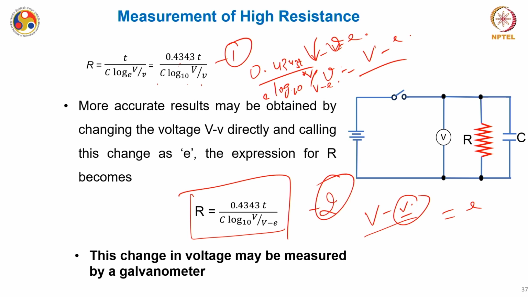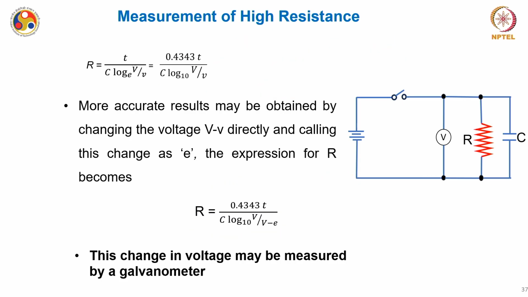And this change in voltage can be measured by the galvanometer. So this E is not very difficult to measure, and once you have this measured value for E, you can easily calculate the resistance, and therefore these loss of charge methods are very suitable for high resistance measurements. Although it seems to be time consuming, you can eliminate that time consumption by taking the subtraction of these two voltages rather than waiting for the voltmeter to show you a certain value. So they are suitable for high resistances.